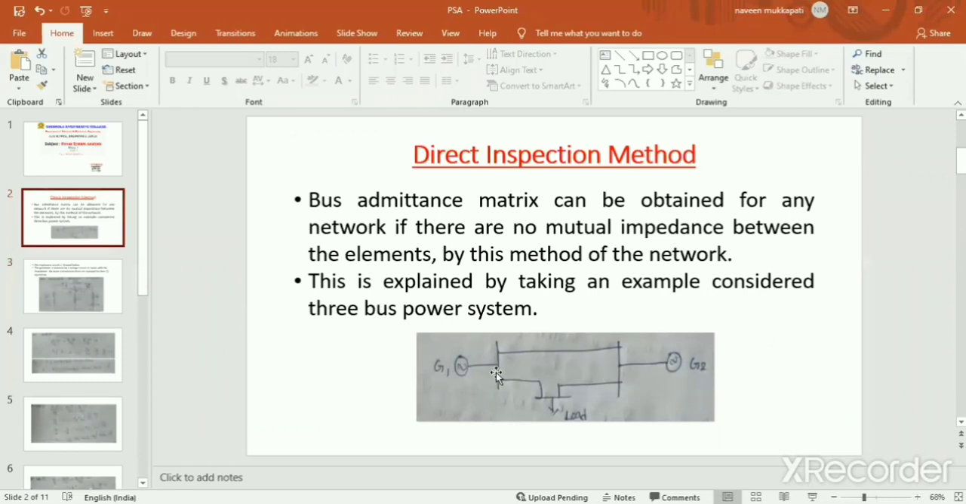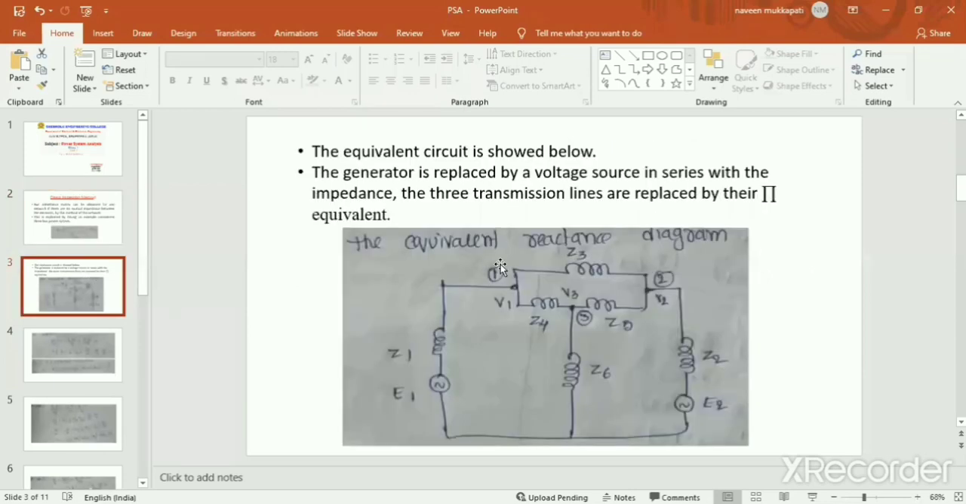These are the generators G1 and G2 and this is the load. How will we write down the reactance diagram for that simple single line diagram? The generator is replaced by a voltage source. This is E1, the voltage source, in series with the impedance. The generator G1 is represented by the equivalent reactance diagram, that is voltage source E1 in series with the impedance Z1. This is the total generator G1.